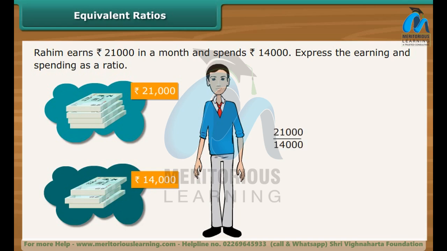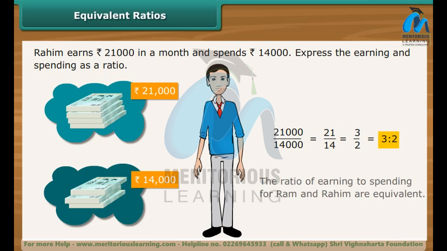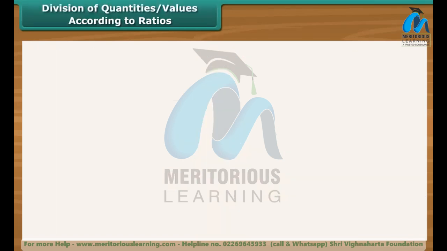21,000 by 14,000 is 21 by 14, which, when reduced to lowest terms, is equal to 3 by 2 or 3:2. It means that out of every 3 rupees earned, Rahim also spends 2. The ratio of earning to spending for Ram and Rahim are equivalent. Division of quantities, values, according to ratios.